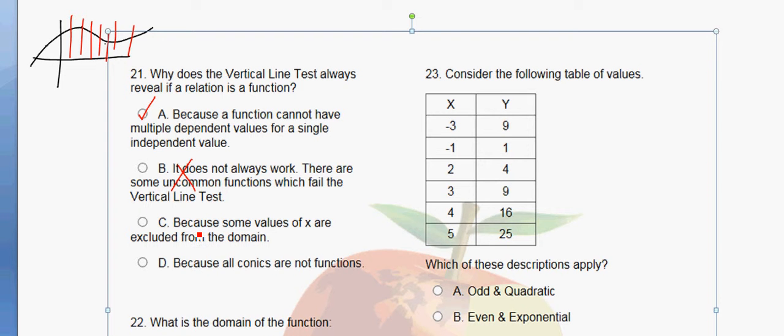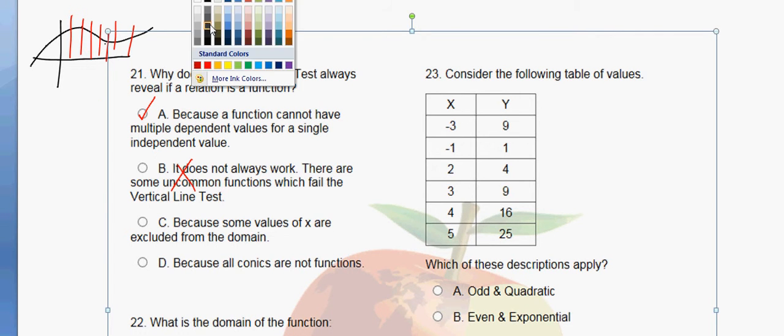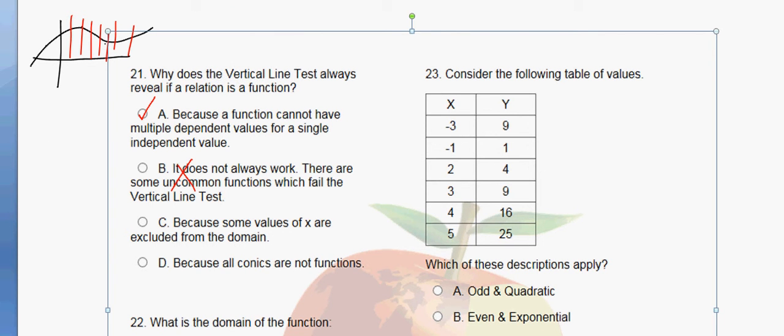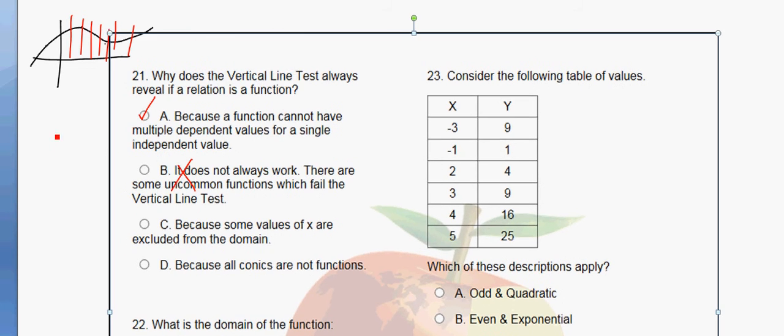C, because some values of x are excluded from the domain. That's obviously not true, but if I'm trying to explain why, it's perfectly okay if you don't have certain x values in the domain, right? Let's go back to black here. Come on, here we go. Oops, it's red. All right, whatever. Work with me.